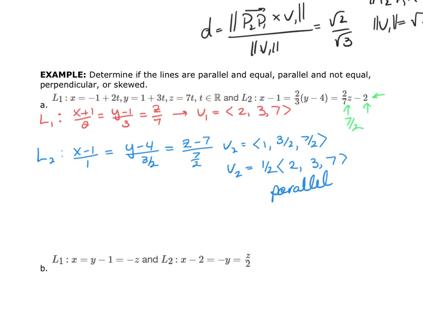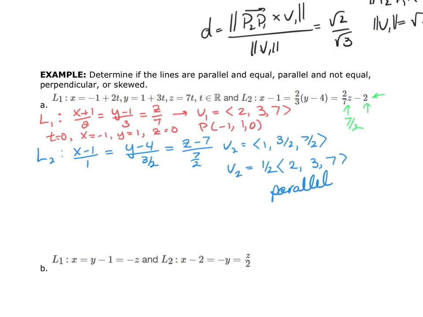To see if they're equal, I'm going to let t equal 0 for the first line. So if t equals 0 for this first line, I'm going to get x is equal to negative 1, y is equal to 1, and z is equal to 0. And this point will be on line 1, which is negative 1, 1, and 0.